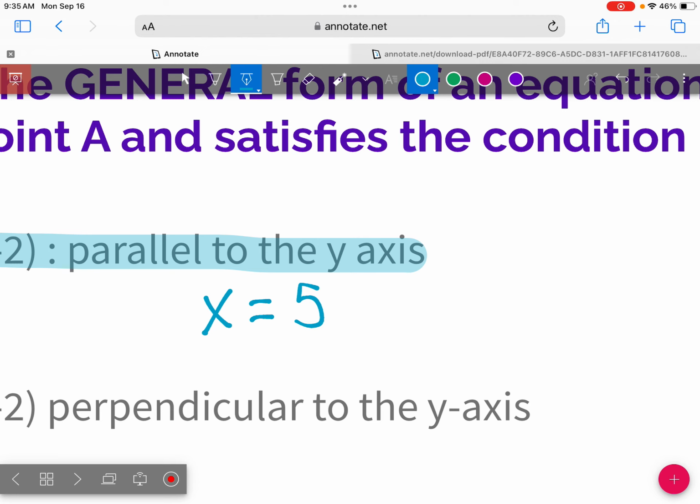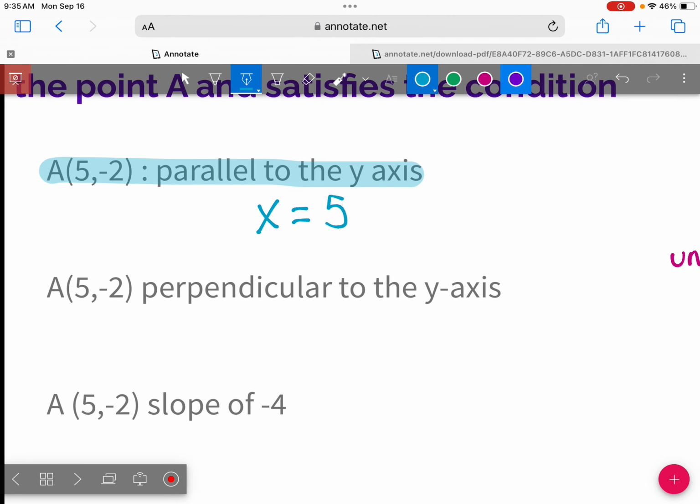X equals 2 is a vertical line. X equals negative 12 is a vertical line. But the one that goes through 5, negative 2 is the one that also goes through 5, 3, the one that also goes through 5, 100. My x is stuck at 5. You see that?